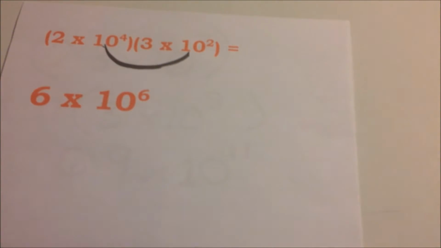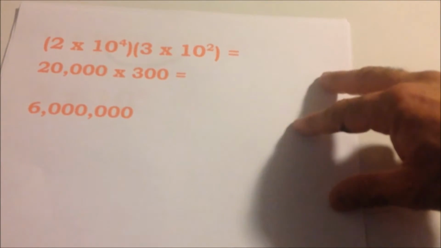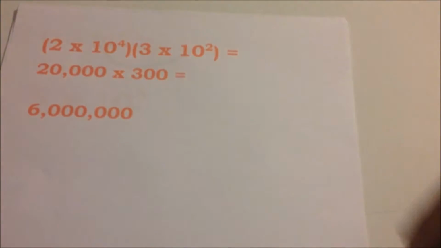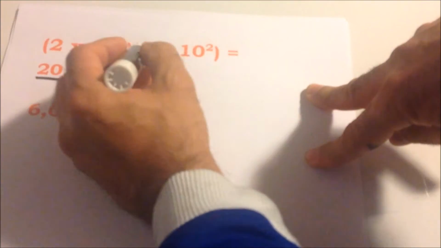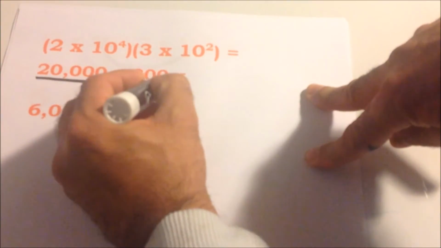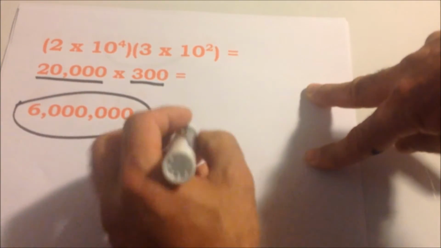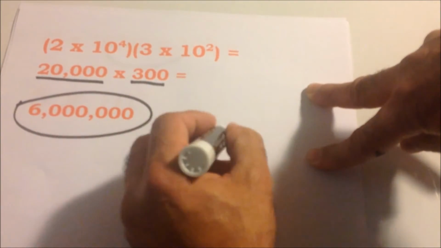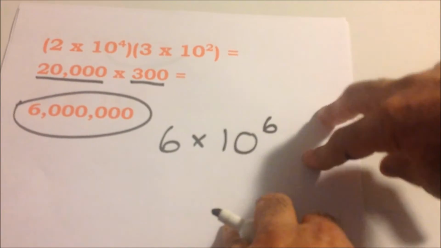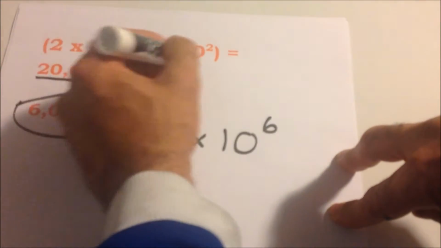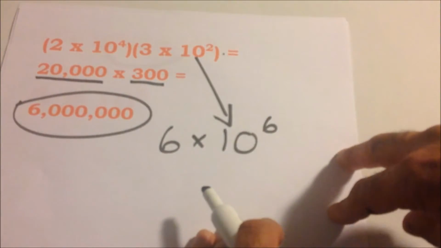Let's try another one. Here we're going to prove it. We know 2 times 10 to the fourth power is 20,000, and 3 times 10 to the second power is 300. So if you multiply them, you'll get 6 million. And what is 6 million? It's just 6 times 10 to the sixth power, which we had before. Keep the base, which is 10, and just add the exponents. 4 plus 2 is 6.